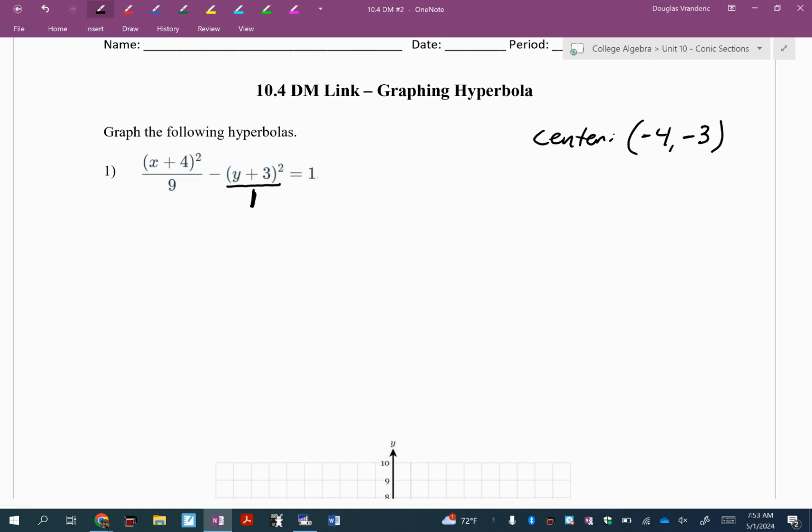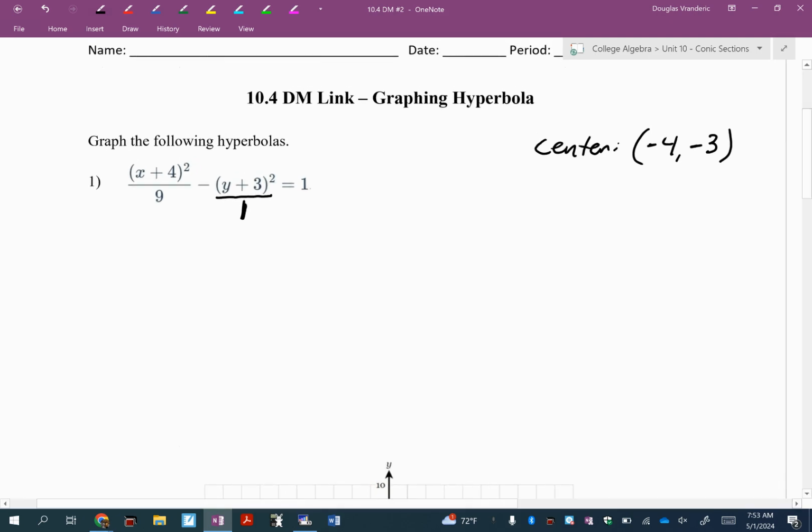So if you see that happen on any of your questions, go ahead and write in over 1. That'll help you with this. All right? The next thing I want to decide is what type of hyperbola is this? Who knows what type of hyperbola this is? What do you think, Donovan?